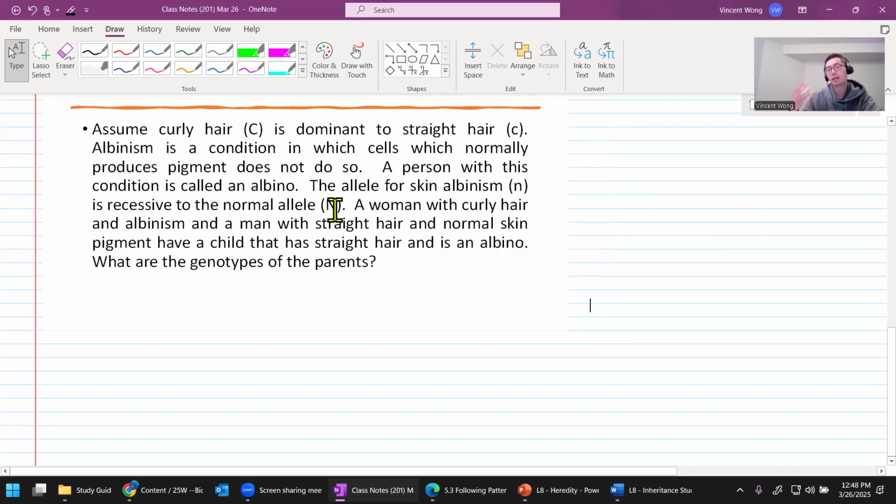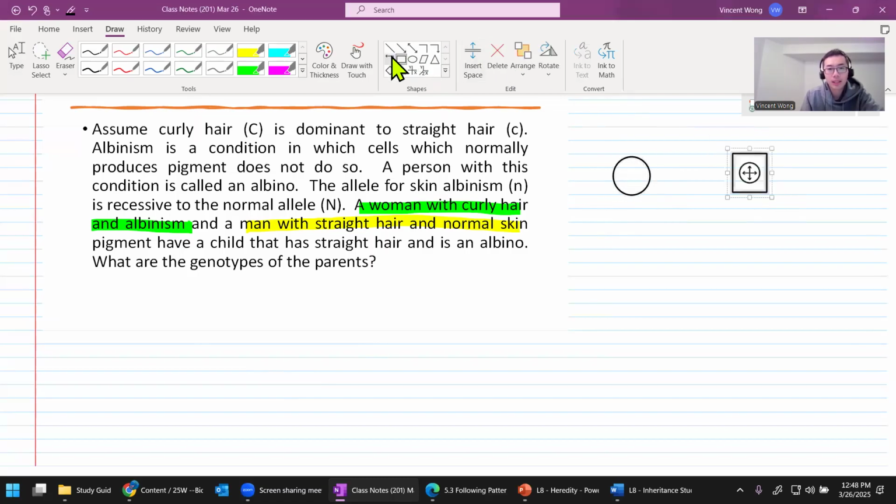Basically, an albino is someone who has very pale skin color, blonde hair, blue eyes, who otherwise normally would not look like that. Here we have a woman with curly hair and albinism, and a man with straight hair and normal skin. So let's put it in a Punnett square to show the relationship, it's a little easier that way. Circle is female, square is male. They're going to have kids together.